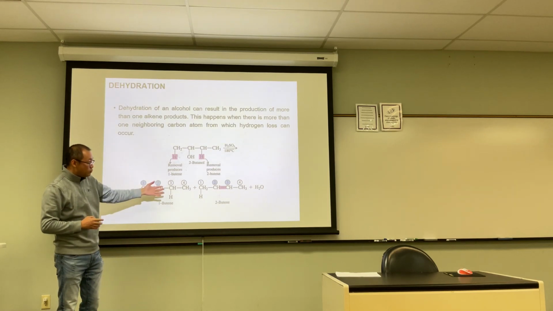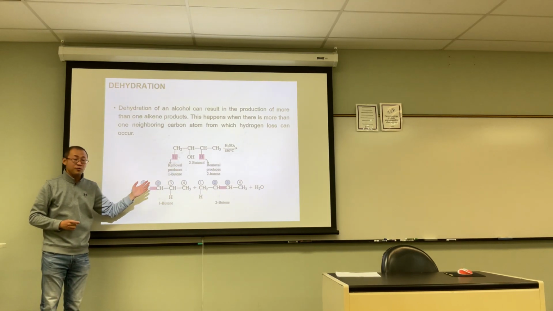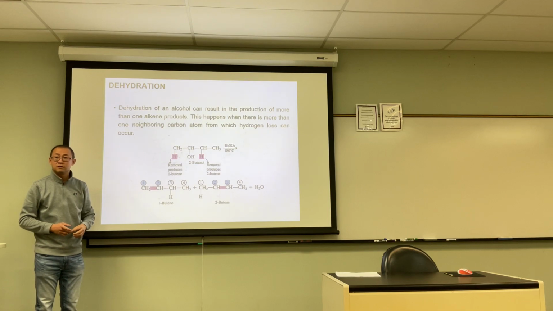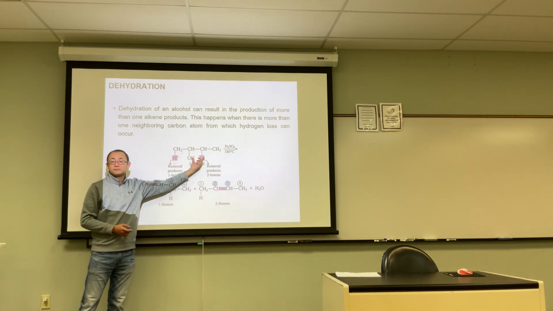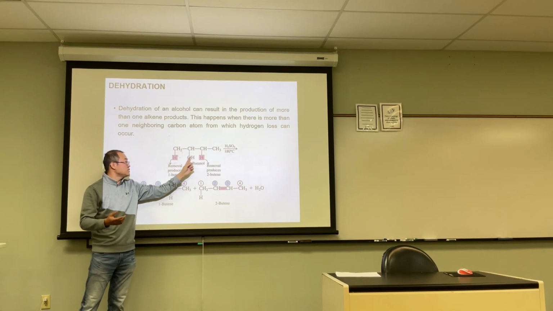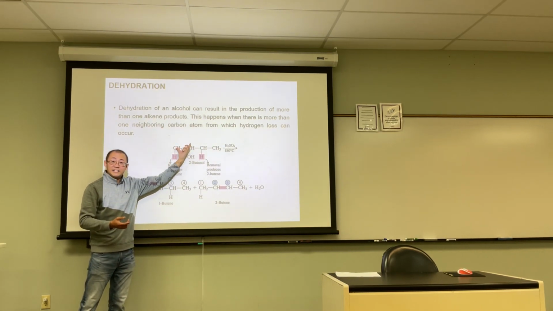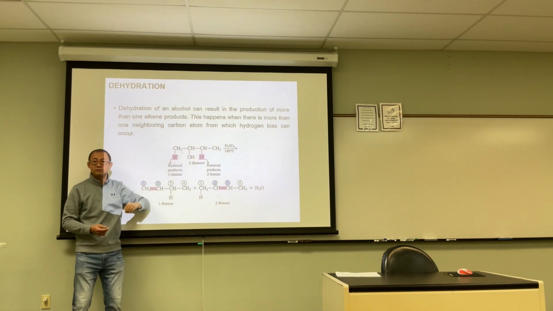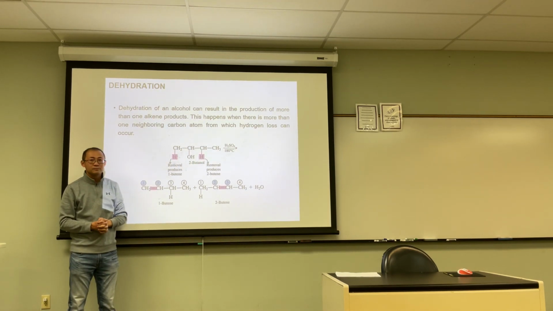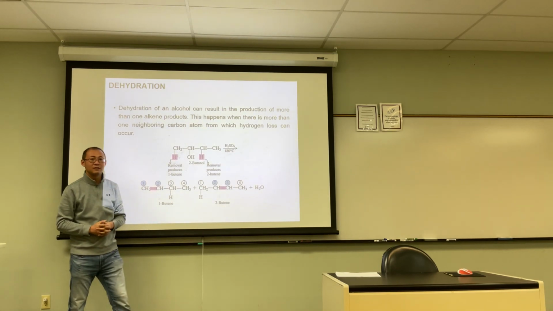But first understand why we have 2 products. Both are products. Between 2 and 3. The reason is there are 2 adjacent carbons to the OH carbon. Good? Make sense, guys? Do we need to work on the reaction?